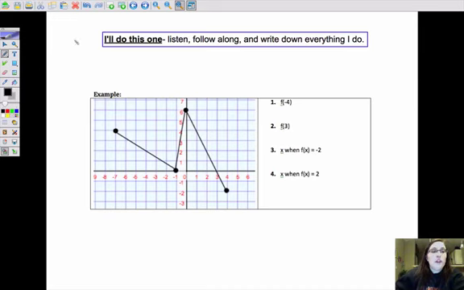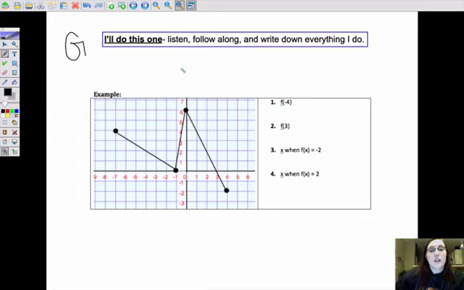Okay, this video is going to be done if you have a G at the top of your paper. This means you need to work on function notation with graphing. So the first slide I'm going to do, you're going to listen, follow along, and write down everything I do. It's important that you try to understand and listen to everything that I say so that when it comes time for you to try, you know exactly what to do.